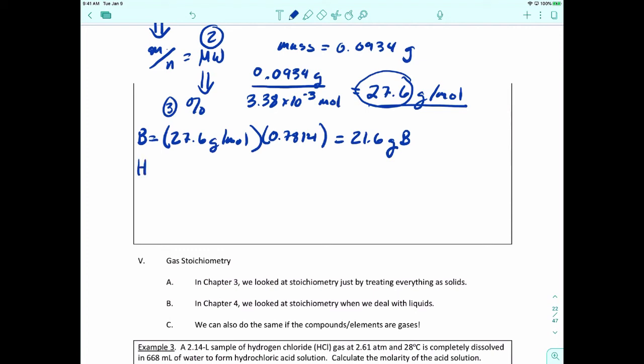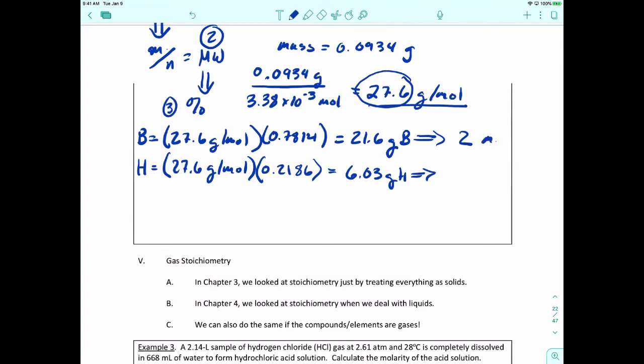Now for the hydrogen, we'll do the same thing, 27.6 grams per mole times the percentage, and that was 21.86%, or 0.2186. That number comes up to be 6.03. Now, we have to convert these from grams to moles. If we convert boron from grams to moles, it should come out to be 2 moles of boron. And for the hydrogen, it should come out to be about 6 moles of hydrogen. So therefore, the answer, the molecular formula, should be B2H6.